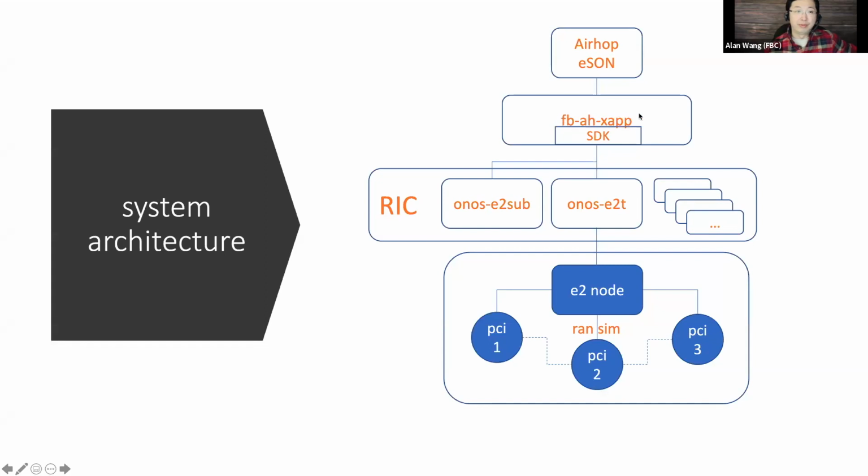The app, when you see FB-AH-XApp, that's the app. I'll be pointing that out a few times. This is where the logic happens for passing the information through between the RIC and the ESON service. The ESON service is running in the cloud in AWS for today. The rest of it is running locally on my laptop in the Helm environment.